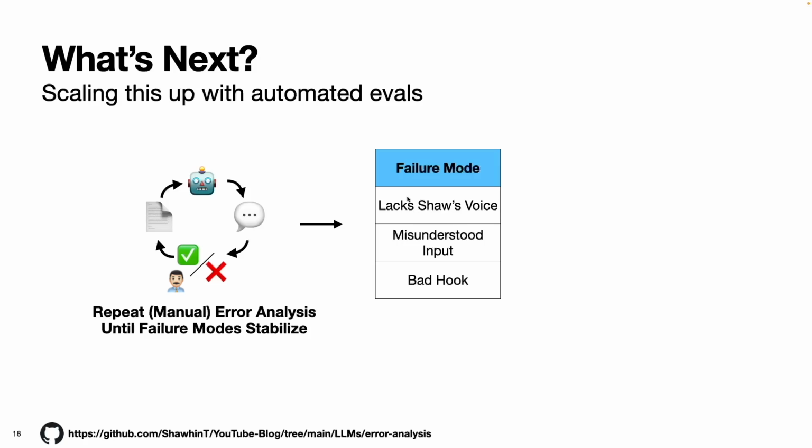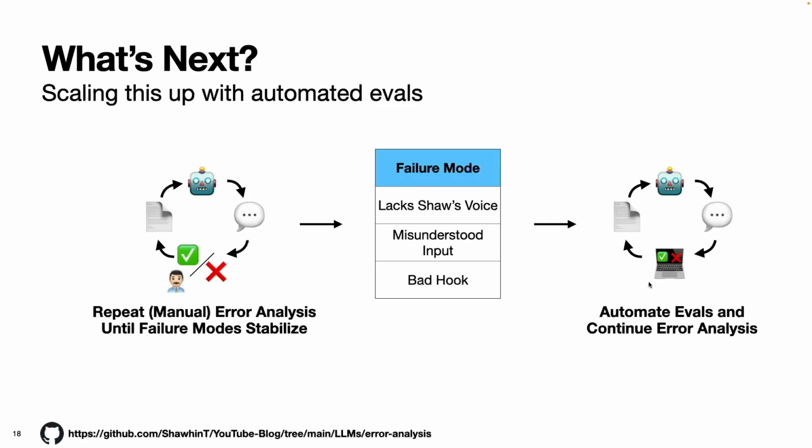And then what we can do is basically create automated checks or evaluations for each of these failure modes. So this is ideally just like a code-based thing, but for some of these harder tasks like a bad hook, this is something that will require some kind of LLM judge. But once we automate it, where the evaluations are done by the computer instead of me, this iteration loop can just happen much more quickly and at a larger scale. That's what I'm going to talk about next time.